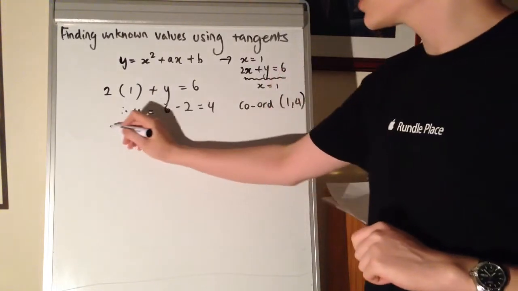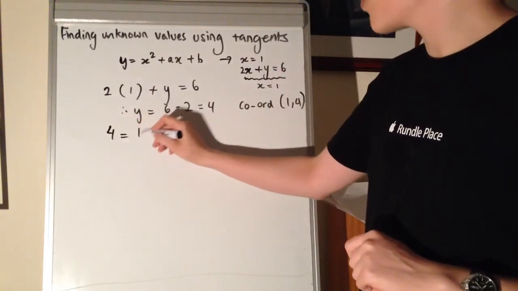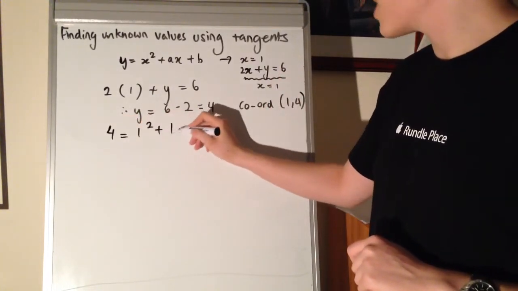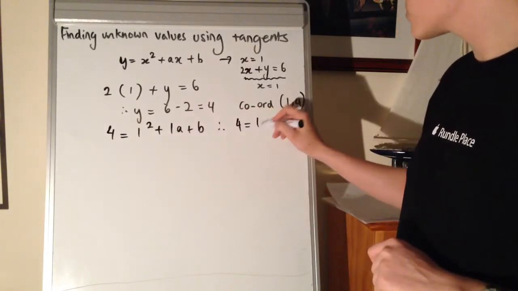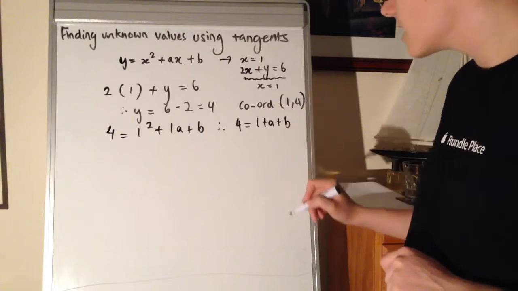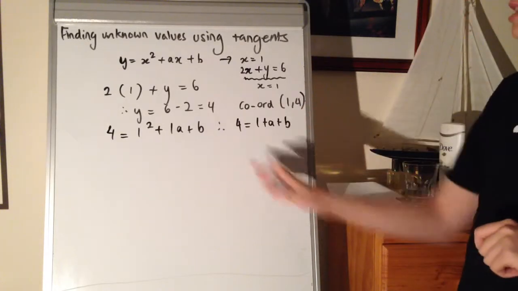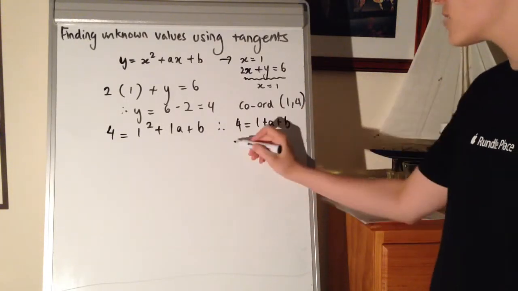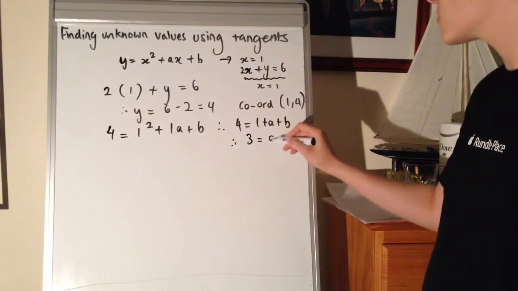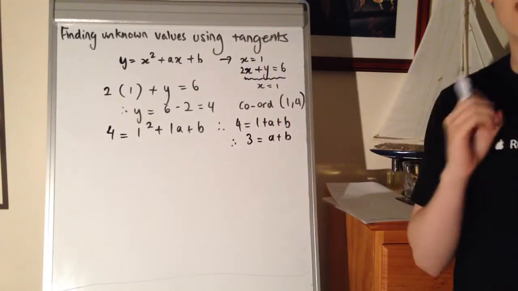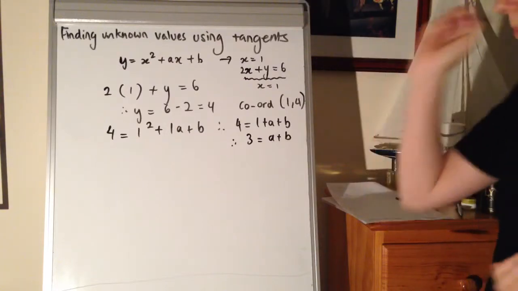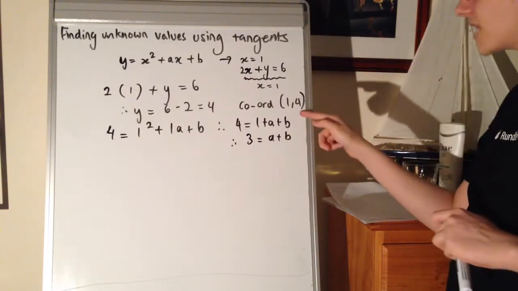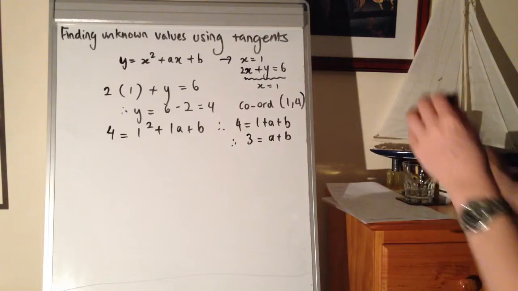When we substitute in, we get 4 equals 1 squared plus 1a plus b, so essentially 4 equals 1 plus a plus b. Now we can move that to the other side, so we get 4 take 1 equals a plus b, so 3 equals a plus b. And that's the next key bit of information. That's pretty easy to follow. Again, that coordinate point is shared, so we can use that information to work this out.